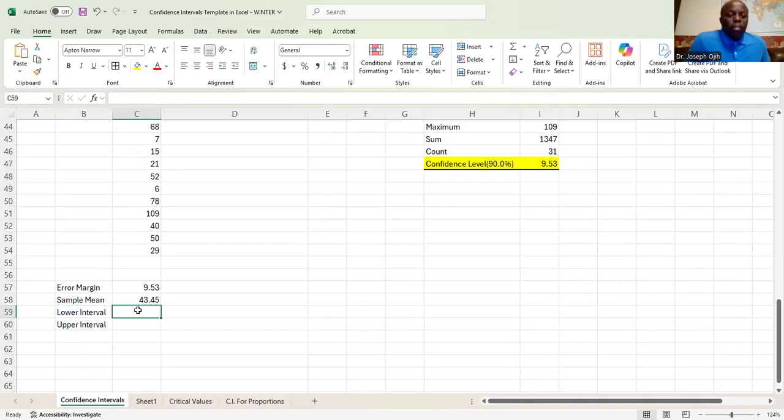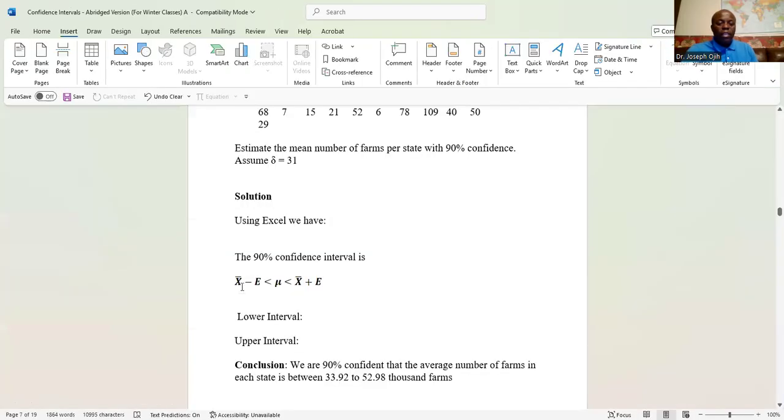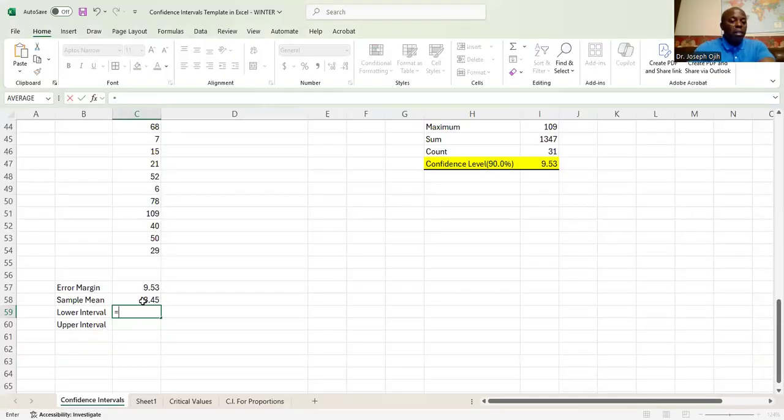So now, as you know already, the formula for both the lower and upper interval, you can see it right here. On the left side, you subtract the error, and on the right side, you add the error. In this case, we have everything we need. Equals mean minus error, press the enter key, giving the lower interval. For the upper interval, equals mean plus error.